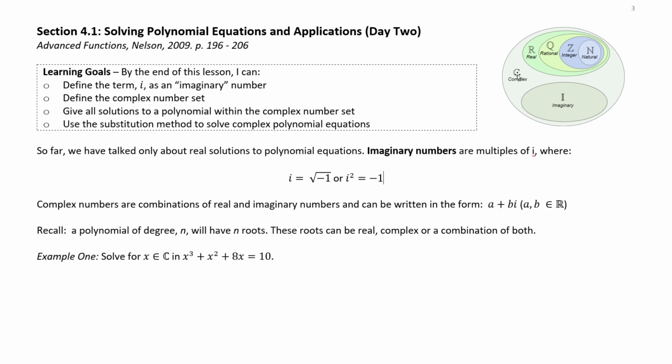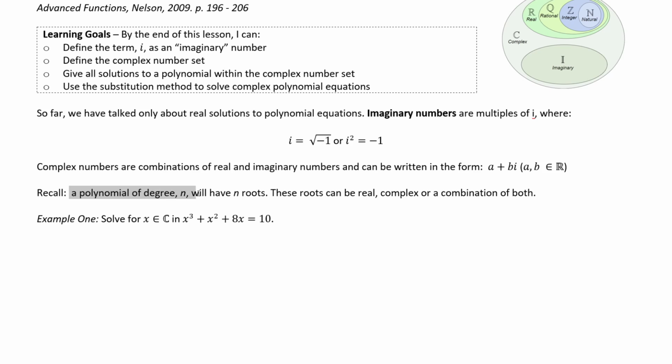Now, a complex number includes a real portion and an imaginary portion. That's what we see right here. Complex numbers are combinations of real and imaginary numbers and can be written in the form of a plus bi. So a and b are your real numbers, i is your imaginary number, and together they make the complex number set. And that complex number set includes real, rational, integer, natural, imaginary, and in fact irrational as well.